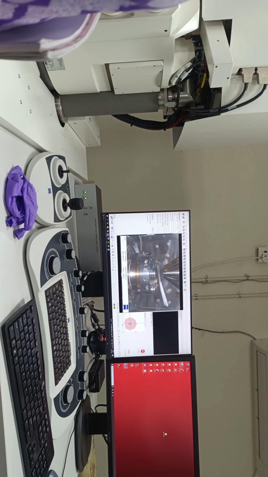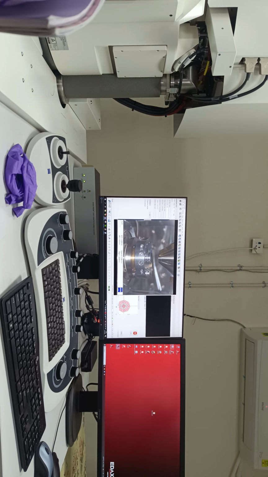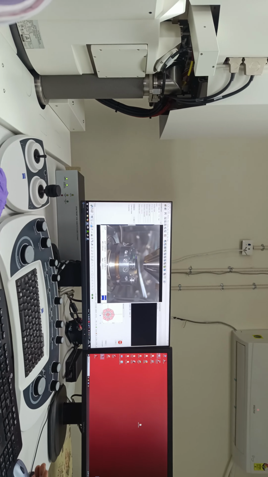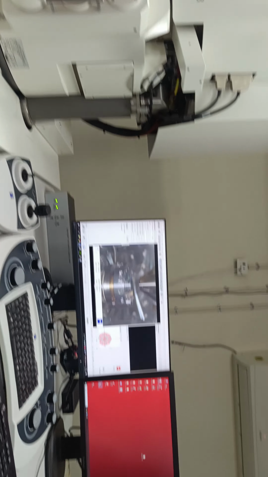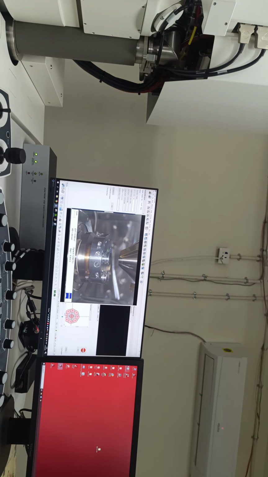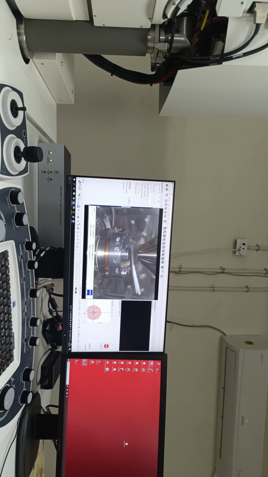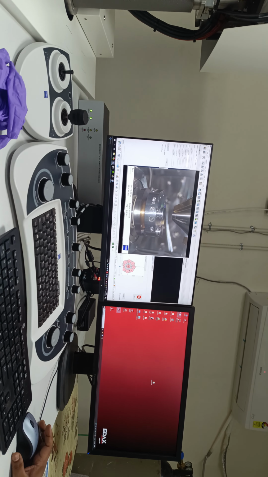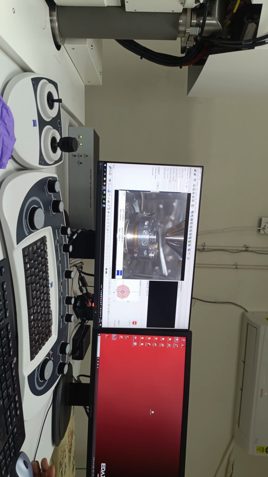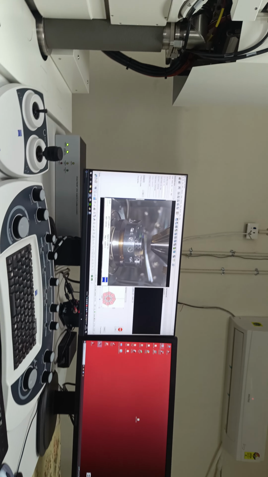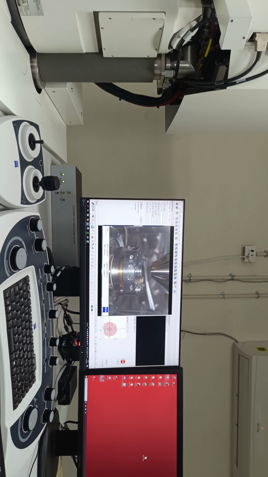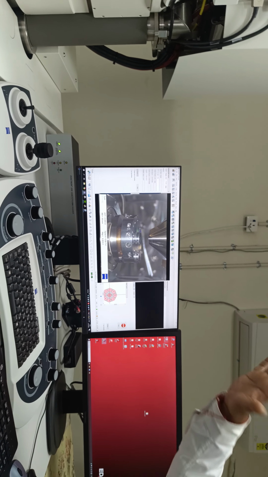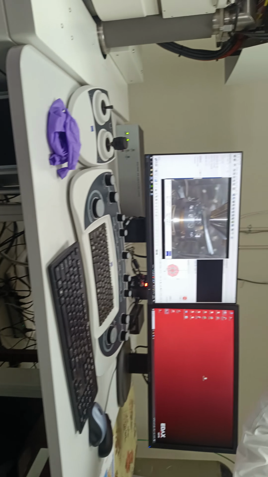Now this is the software by which we do our work. We control several parameters. This is the control panel, and this is the screen where we can see. This is the CCTV image. Right now, what we are seeing is nothing but the camera image. This particular image is not the electron image, it's a camera image.